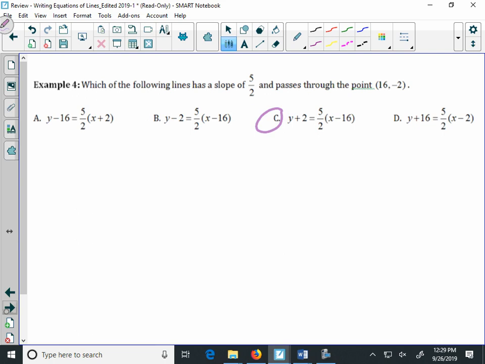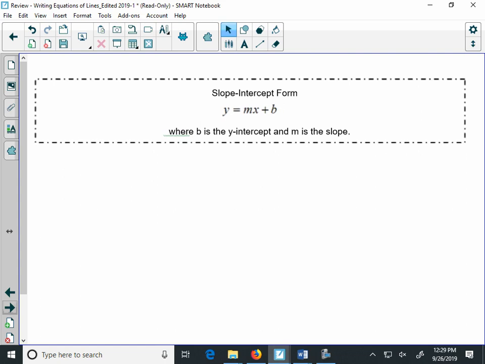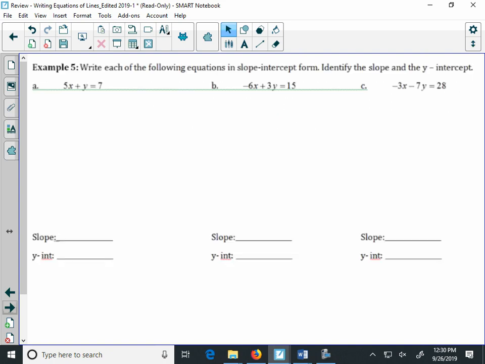Okay. The next type of line you talked about in algebra was slope-intercept form. Where b is the y-intercept and m is your slope. We generally don't use this when we're trying to write equations of a line. When we're given info, we use point-slope form. We only really use this when we're trying to graph a line, or it's already written in this form and we're just trying to solve for it. So we don't really use this too much unless it's already written in that form for us.